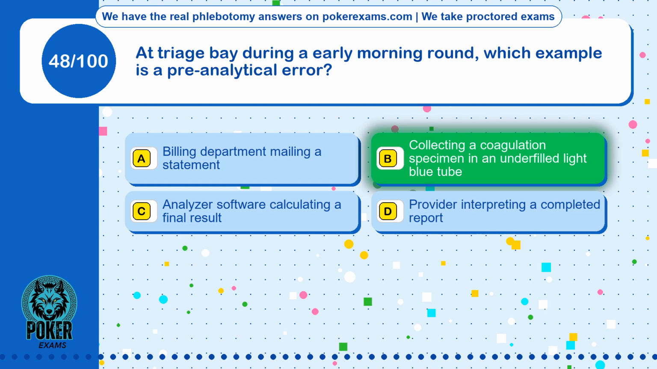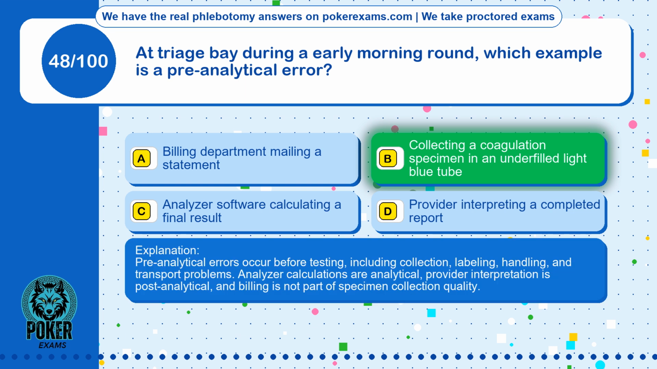The correct answer is option B. Collecting a coagulation specimen in an underfilled light blue tube. Pre-analytical errors occur before testing, including collection, labeling, handling, and transport problems. Analyzer calculations are analytical, provider interpretation is post-analytical, and billing is not part of specimen collection quality.